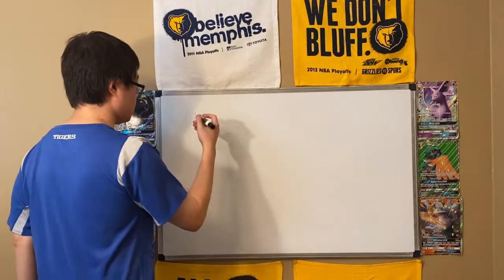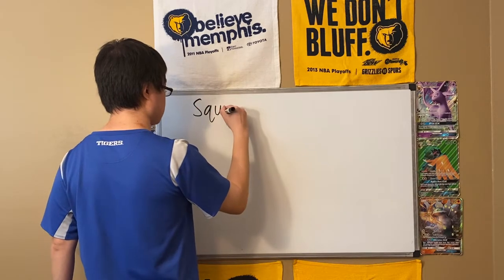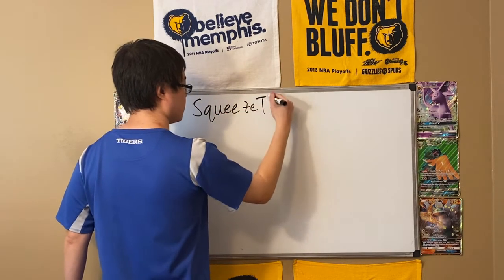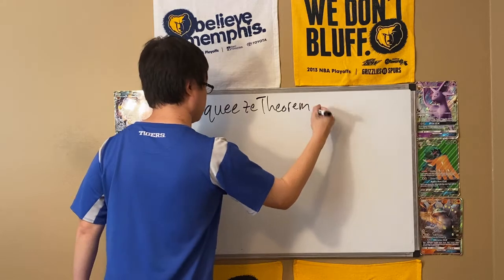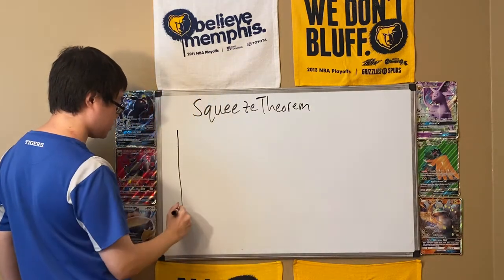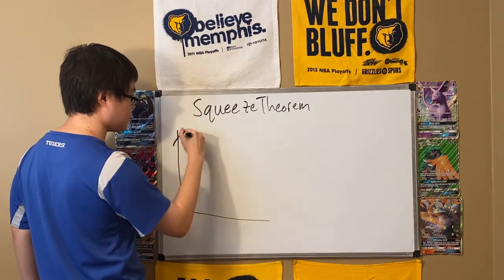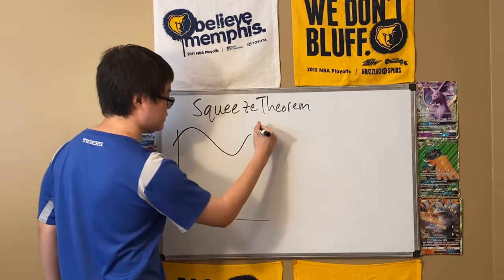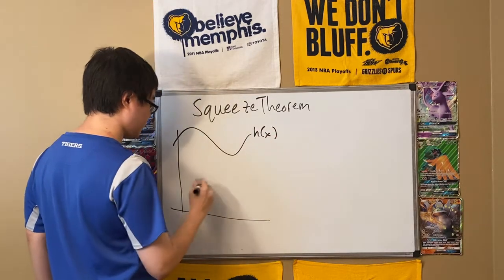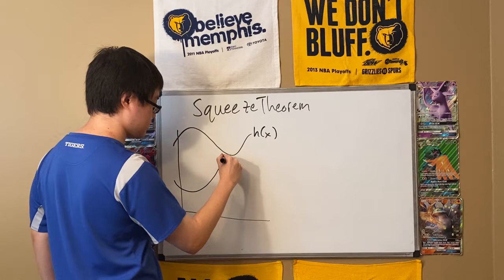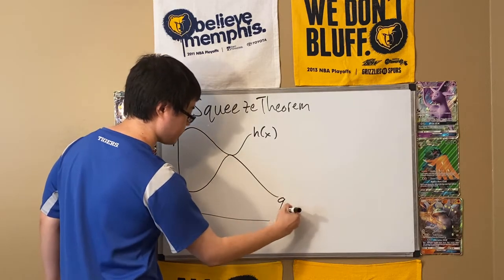To introduce the squeeze theorem, the best thing probably is just to draw a picture. So that's what we're going to do now. What it says is that you have this picture right here. You're going to have one function called h of x, and one function called g of x.